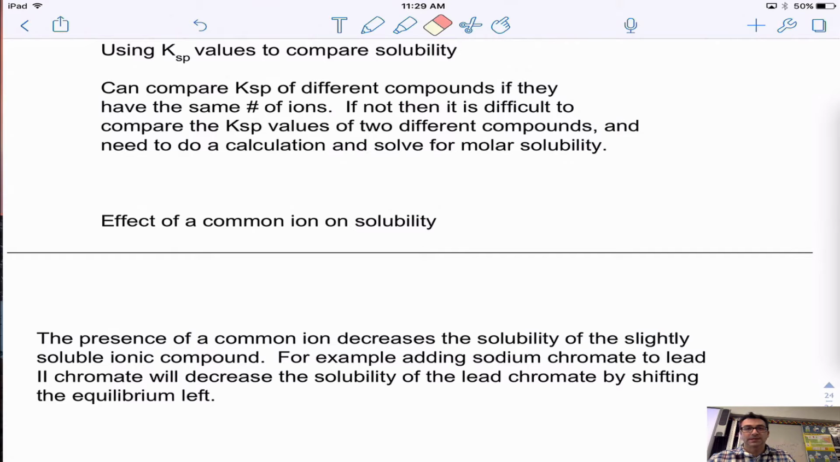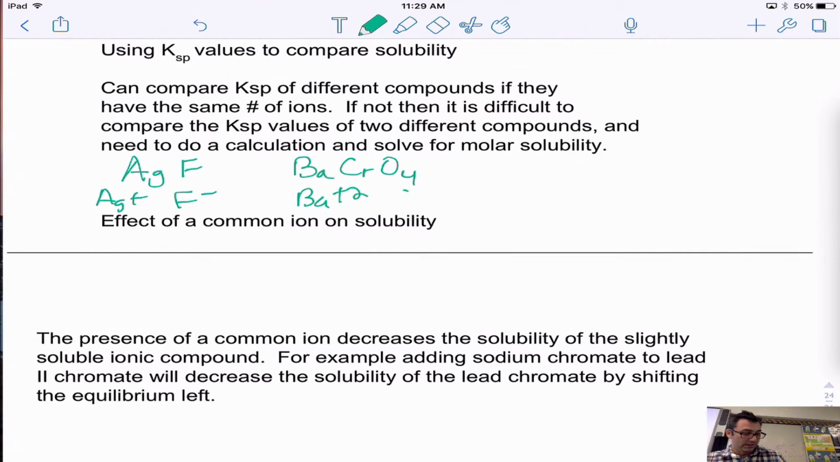So with KSP, there's two types of problems where they'll ask you to compare solubility. So let's say that I had two salts, like I had AgF, and then I had another salt like barium chromate. Now when these dissolve in water, both of them form two ions. This would form Ag plus and F minus, and this would form Ba plus 2 and CrO4 2 minus. So both of them form two ions.